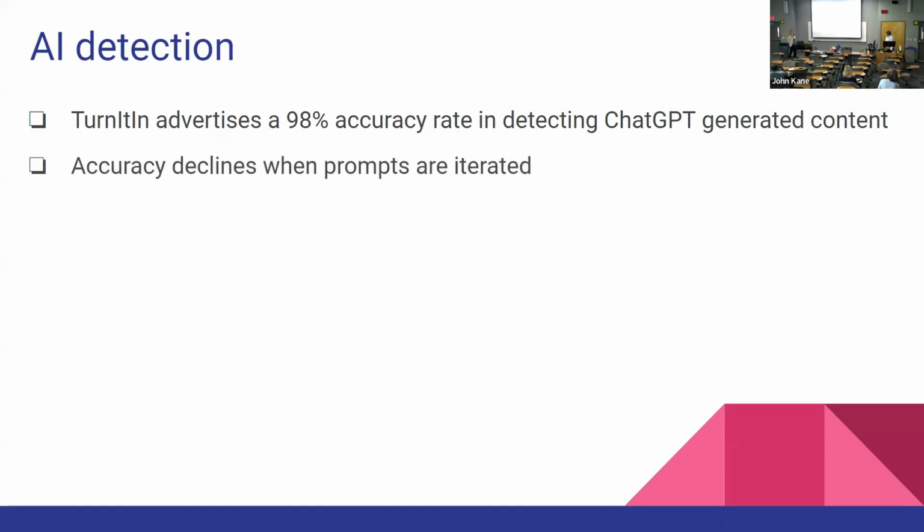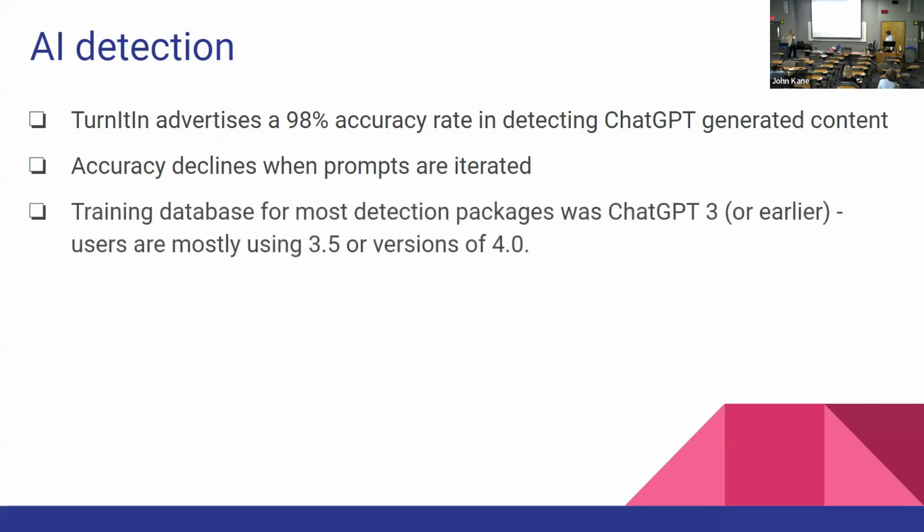In general, we know that accuracy declines when people modify their prompts, when they ask it to change the voice a bit, or when they run it through a paraphrase tool or something similar after it was generated by AI tools. And one problem, though, with any AI detection software is that most of them were based on output. The training database for them were things produced by ChatGPT 3 or earlier. Now the free version of ChatGPT is 3.5. 4.0 is going to be released that way for the general public soon. 4.0 Omni hasn't really been tested so well with that.